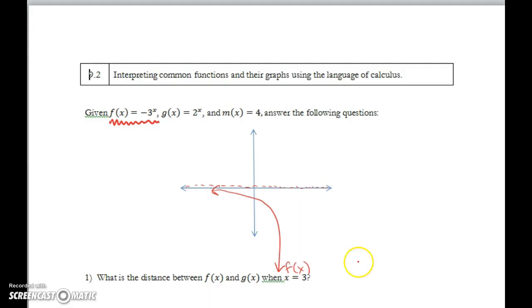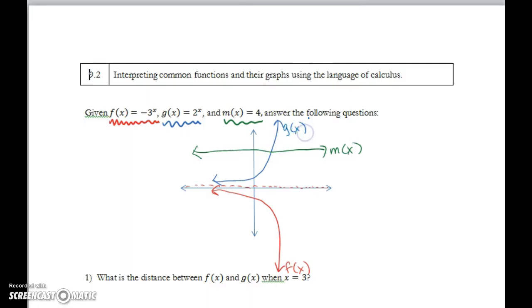on the x-axis. Alright, our second function is g of x, and that's 2 to the x, and this is also exponential growth, but it's positive, so we are going to be going above our asymptote there. And again, that's just an approximate graph. And our last function, m of x equals 4, that's a constant function, so here's m of x. Just label that, and then I'll go back and label g of x.